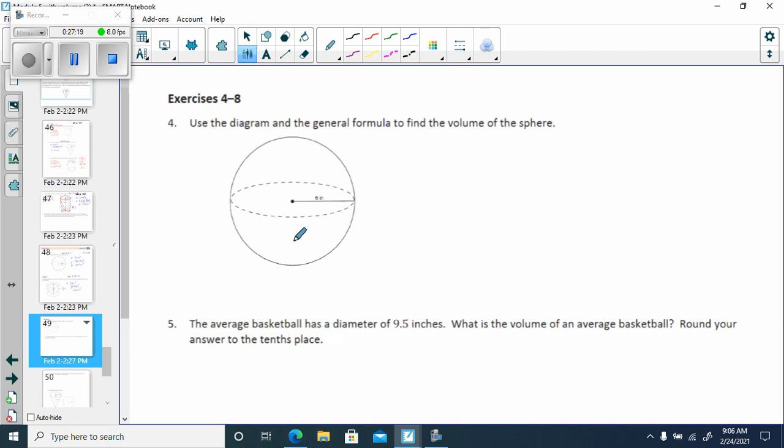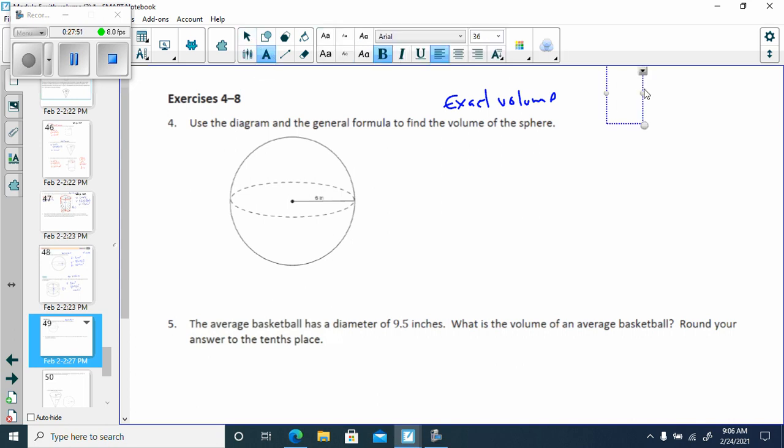Now let's do this one. Use the diagram and a general formula to find the volume of the sphere. What if I say I want exact volume? That means I'm going to leave the pi in there. This is on page, let's find this, okay? This is on page 140. Sorry guys, I should have told you that before. This is on workbook page 140.